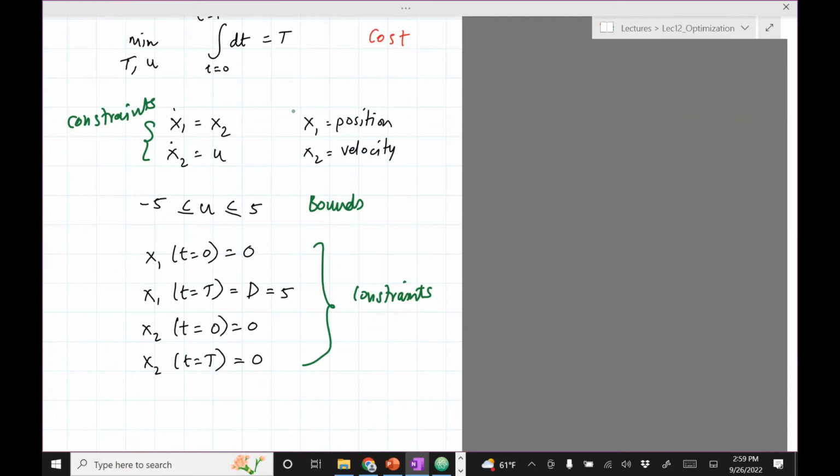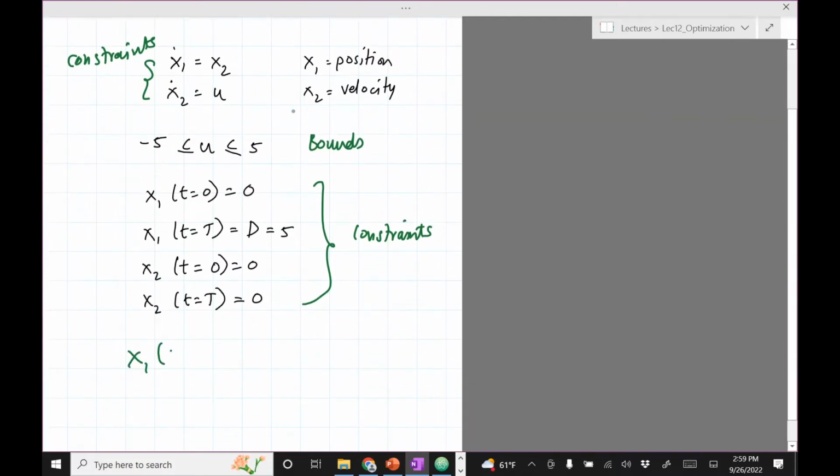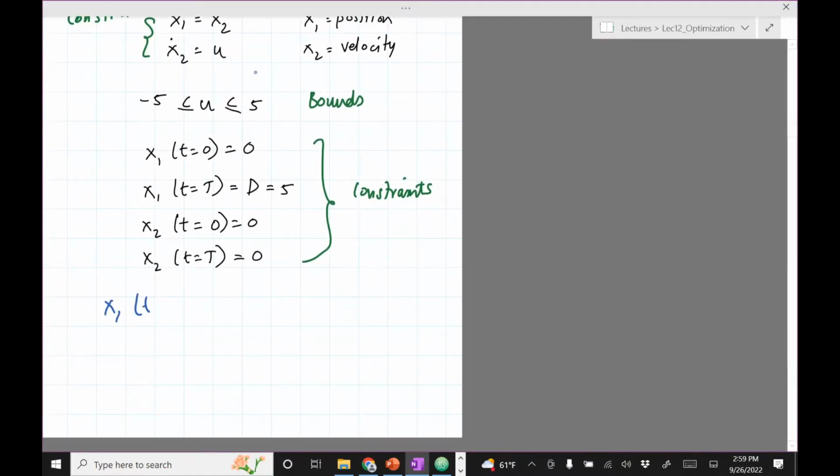x1 is a function of t, and x2 is a function of t, which basically defines your trajectory. And that's why it's a trajectory optimization problem. So x1(t), x2(t) are the unknowns, and this is basically defining the trajectory. And that's why it's called trajectory optimization.